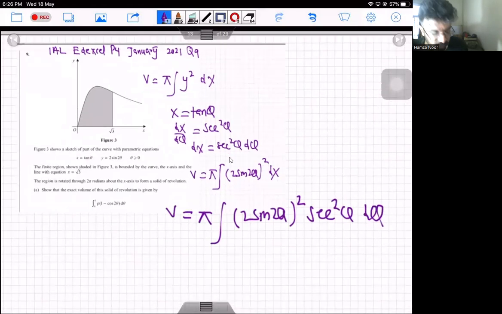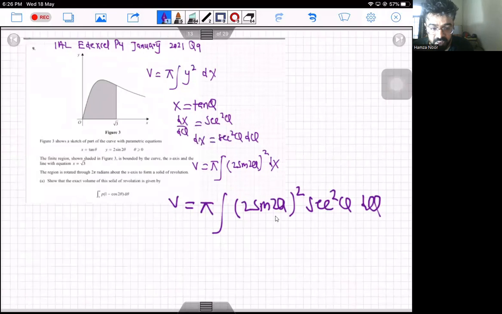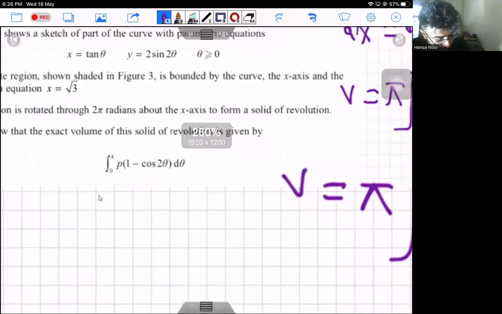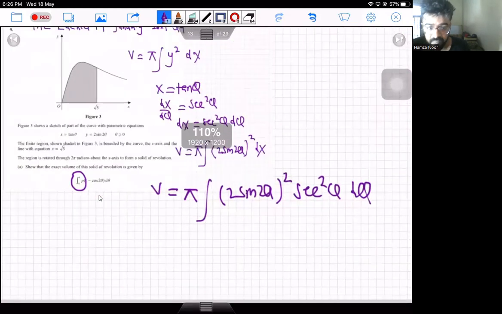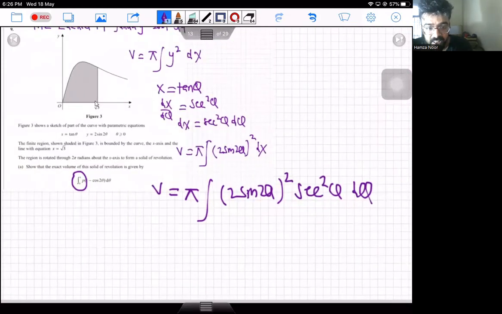All right, so we need to prove it in exactly this form, that is, pi multiplied by 1 minus cos 2 theta. Okay, and we also need an upper limit k as well. And for that purpose, as we can see, this value of x over here is root 3. So we need a value in terms of theta, obviously, because the integrand will come in the form of theta. So we need an upper limit for theta as well.